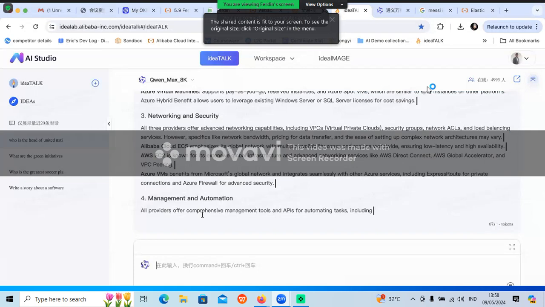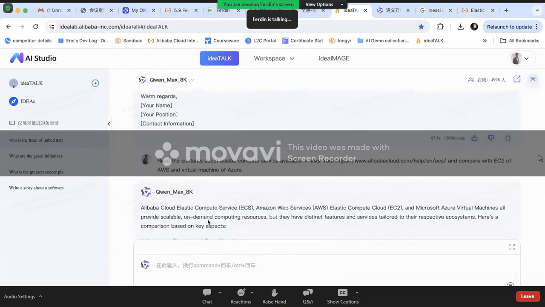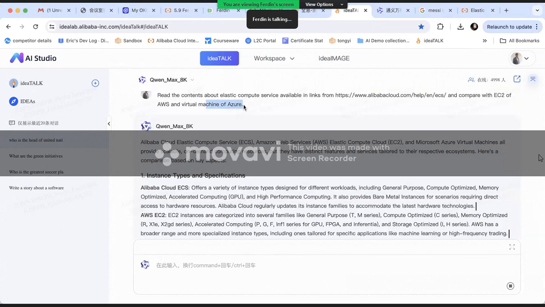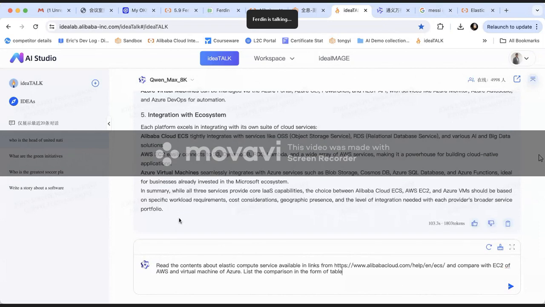So that one you have to refine the prompt actually. So here I have written compare it. Okay, so for that I have to write like the same thing. List the comparison in the form of table. Then you should be able to get it. So this is completed already. So now I will give the new prompt.